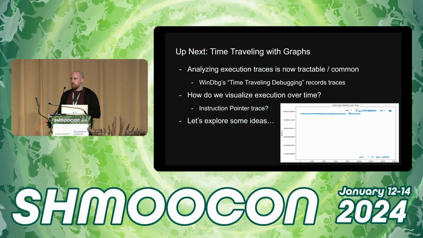So Microsoft's WinDbg has popularized this phrase, which has caught on a little bit: time-traveling debugging. Very interesting. But all that means is that it records the trace of whatever you ran and then allows you to replay that trace to give you the feeling of forwards and backwards debugging. So the question is, how do we visualize stuff like that?